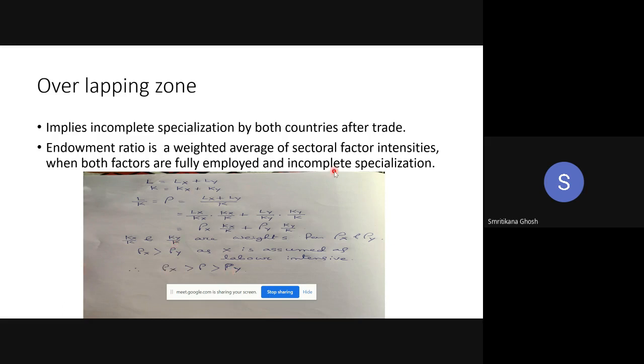So if there is complete specialization, then you never get this relationship. This relationship is there because there is incomplete specialization. Okay? If there is complete specialization, then either tau x will be 0 or tau y will be 0, because you are going to produce either x or y.